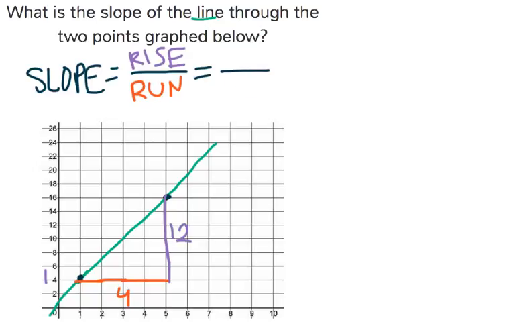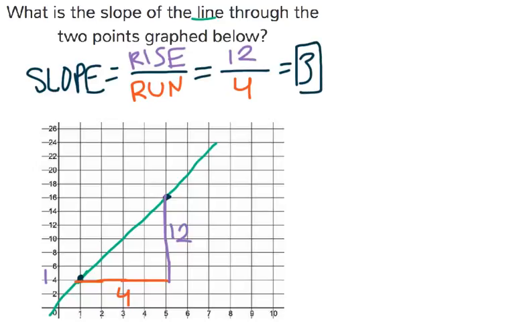And actually, let's plug this in like this. My rise is 12. My run is 4. So when I divide those, 12 divided by 4, I'm going to get that my slope is equal to 3. So I have a slope of 3 here.